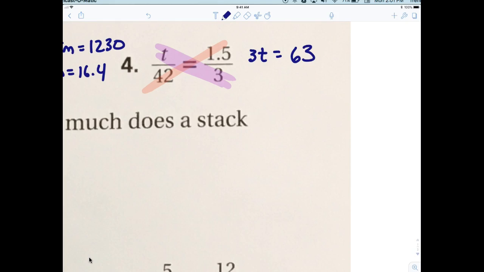Okay, now after that, what do I do? Cross multiply, then divide. Yes, sir. 63 divided by 3. Good job. So t is equal to 21.